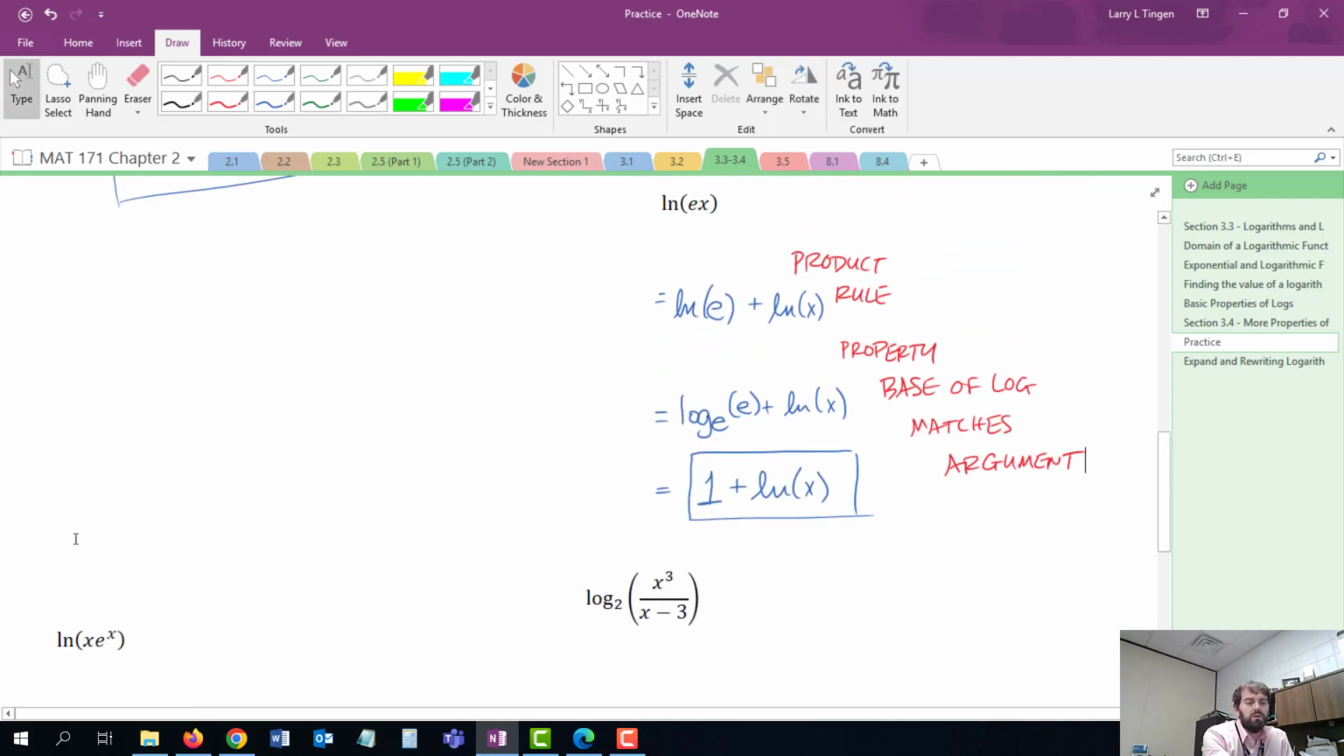I'm going to scoot this one up because I just don't like to waste space. So I have almost the same problem that is on the right: natural log of x times e to the x. Same process. I do have a power, but again, the entire argument is not raised to that power, just one of the factors. So I can't use the power rule first, but I can use the product rule.